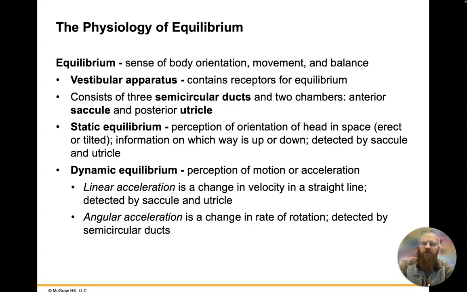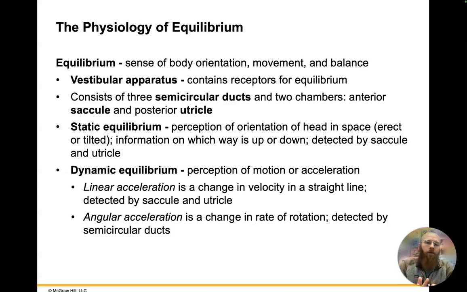And then we're going to finish up just by covering a couple of the basics whenever it comes to equilibrium, what structures are contributing. Equilibrium is just basically where your body's oriented. It senses where you're moving, how you remain balanced. Okay, so we basically have the vestibule, or the vestibular apparatus. This is what actually contains your receptors for equilibrium. Okay, extending from these, we do have these three semicircular ducts, right? And two chambers that are within the vestibule called the saccule and the utricle.